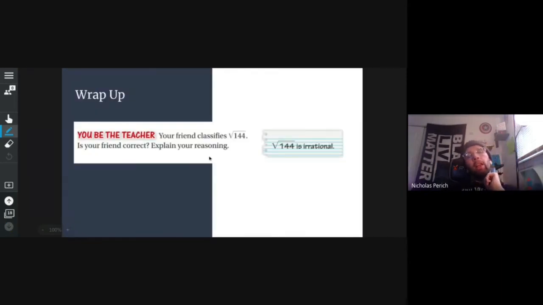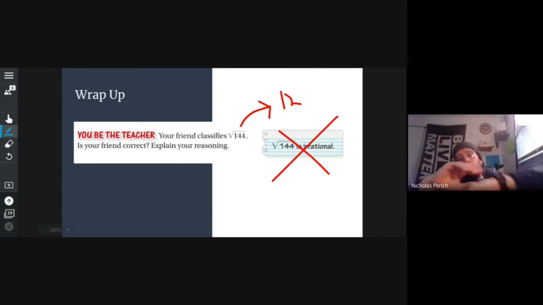Your friend classifies the square root of 144. Is your friend correct? Well, wait a minute. The square root of 144 is 12. Is that rational or irrational? It's rational. No! Your friend is wrong. Go tell him on the mountain, over the hills.